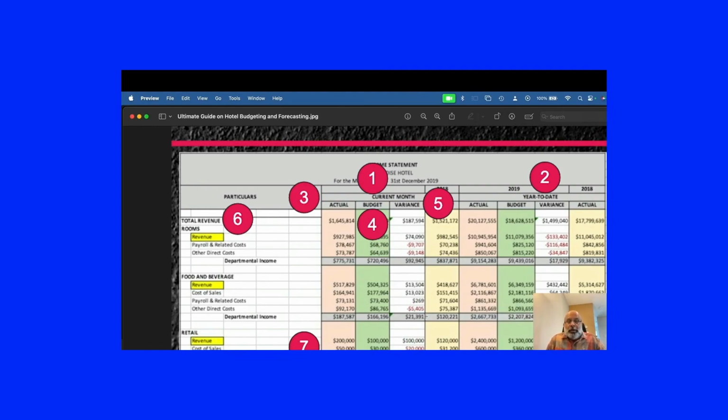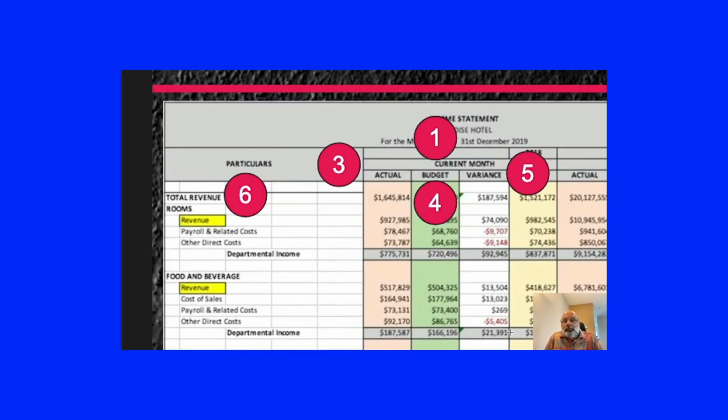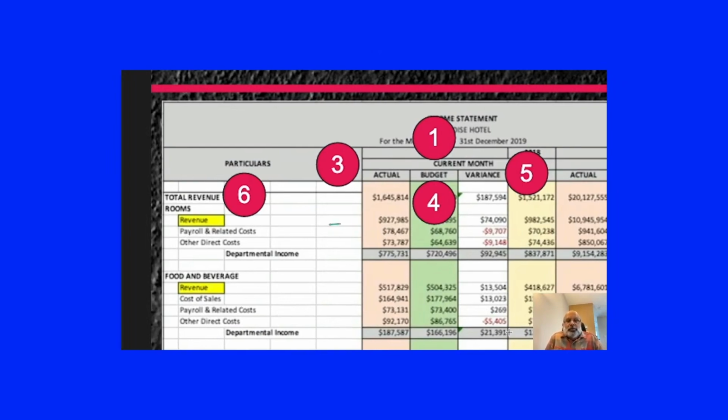Number 4 is the budget amount to which you compare yourself on every element of the income statement. For example, you would compare your revenue, your payroll and related costs, your other direct costs, and so on. So number 4 is the budget.